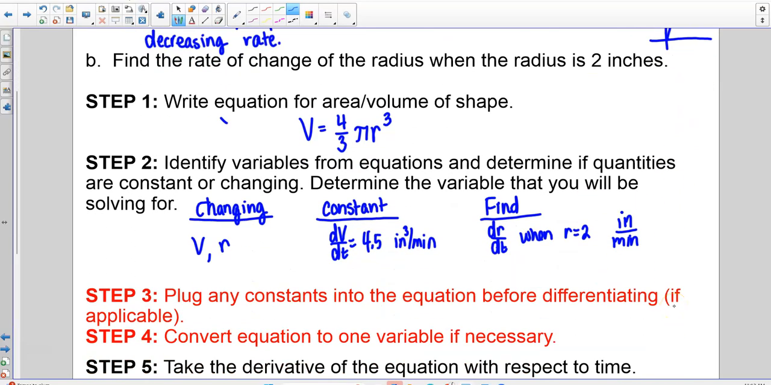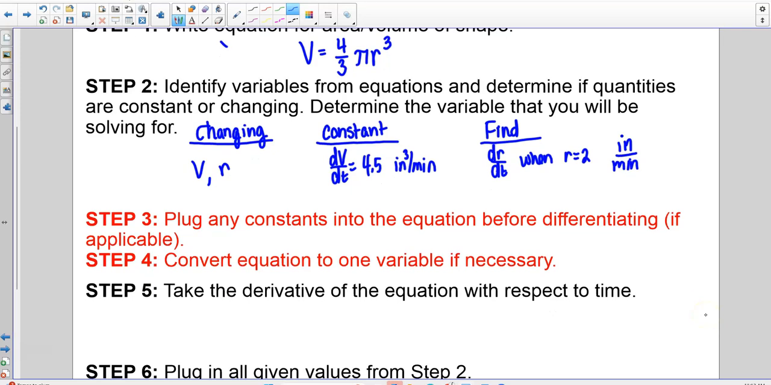Much like the last two, you do not have to plug in any constants. You do not have to convert the equation to one variable. Those things are not necessary for this problem. We're going to take the derivative. It looks a little complicated, but it's really not. 4/3 pi is just a constant, right? So you could even do it this way. You've got dV/dt equals, you could leave the 4/3 pi right here and then just do 3r squared like that.